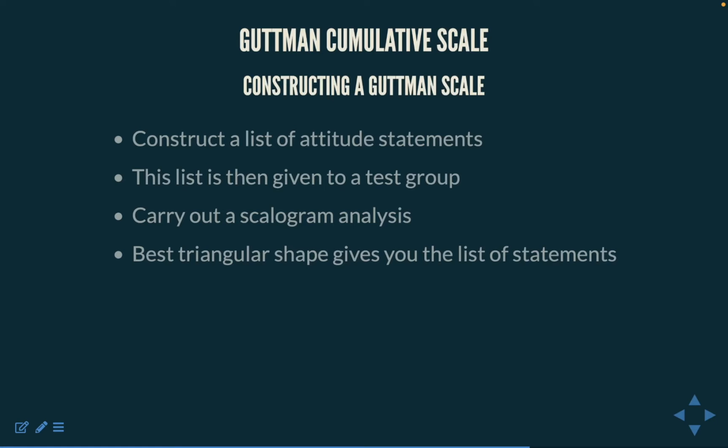This list is then given to a test group or judges, and they are asked to tick off all statements they agree with. You will then carry out a scalogram analysis, which means that you will arrange responses to give you the best triangular shape. This can involve a lot of manipulation and the removal of some statements. The best triangular shape gives you the list of statements for your scale to be used and given to respondents.